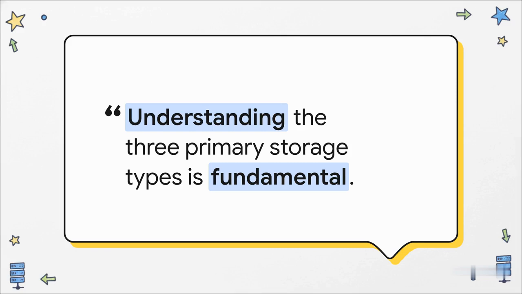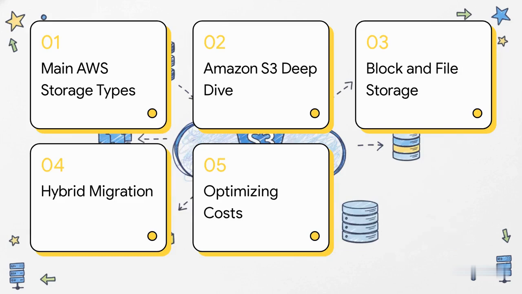AWS doesn't just give you one giant bucket for all of this. They have different storage services specifically designed for entirely different storage needs. So here's our course map for today's lesson. We'll be hitting 5 key areas: main AWS storage types, a deep dive into Amazon S3, block and file storage, hybrid and physical migration, and finally optimizing costs, along with a quick exam summary.